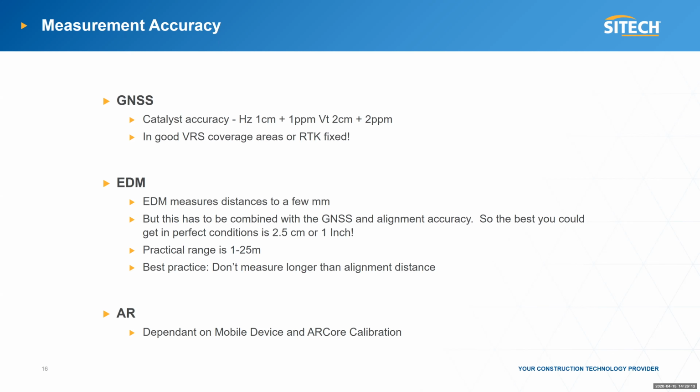And the third is the AR accuracy. When you measure a point with AR, in the AR mode, that only depends on the mobile device and the ARCore calibration. That has to do with the camera, the offset of the camera, and so on, not exactly with GNSS or EDM. So it depends on the phone.